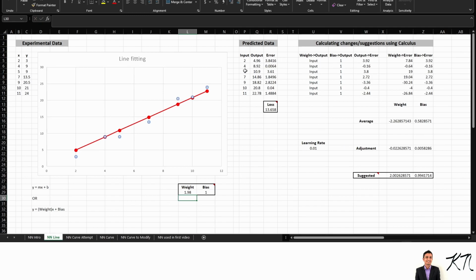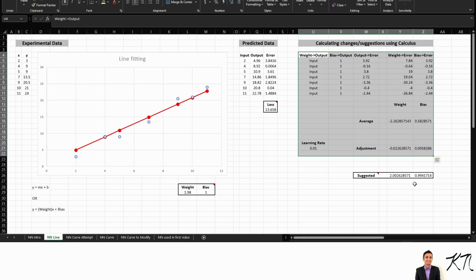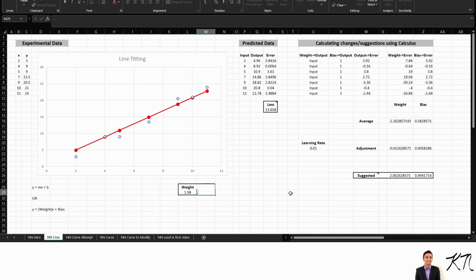We've talked about the math to arrive at these two numbers. And of course, I could tweak my bias as well, depending on how critical it is to get as close as I can to a zero loss, right?